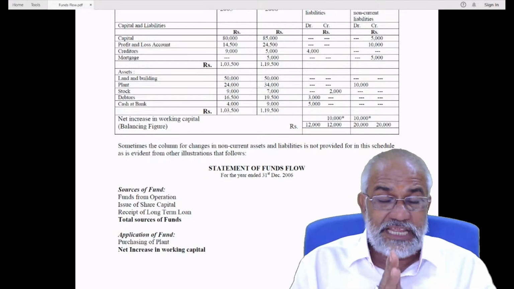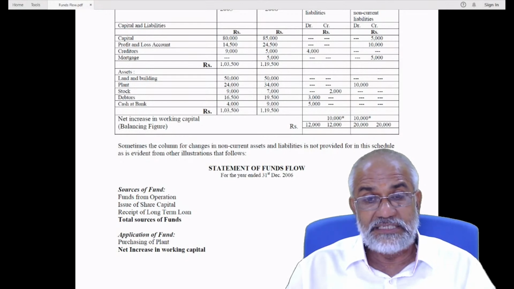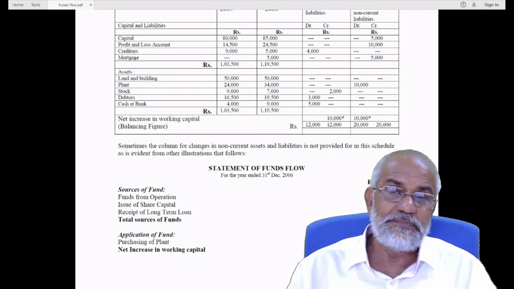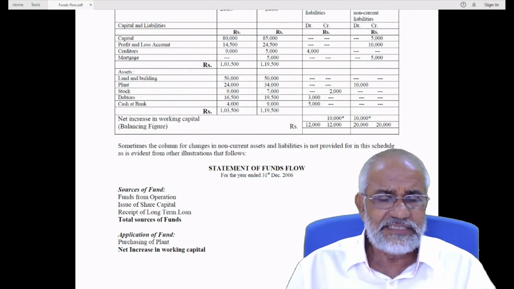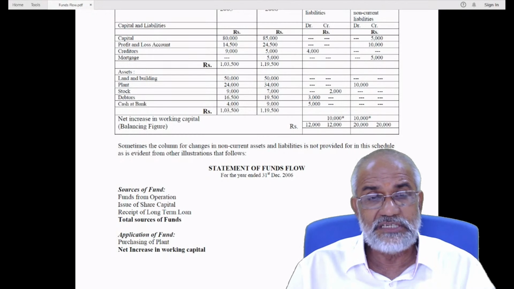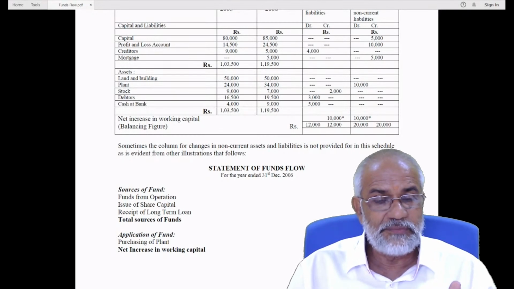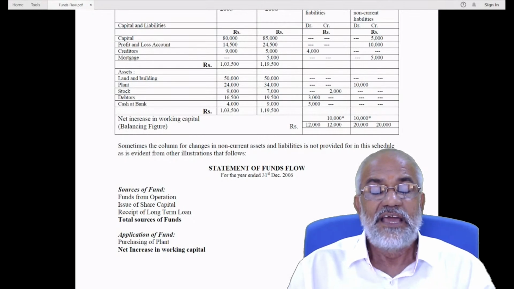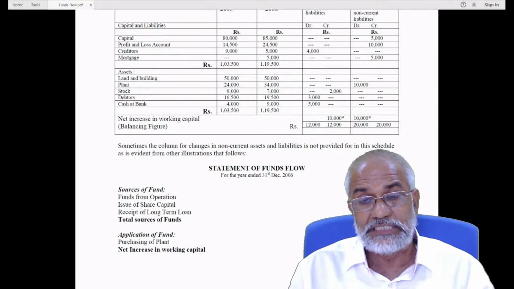The utility of step 2 and step 3 will come into picture when additional information is given to the balance sheet. Here simply the figures of the balance sheet have been given, and taking that into consideration, we have prepared the funds flow statement without thinking that there is any hidden transaction, or without considering that there is any additional information given to the balance sheet. Had there been any additional information given to the balance sheet, then there would have been the utility of step 2 and step 3.